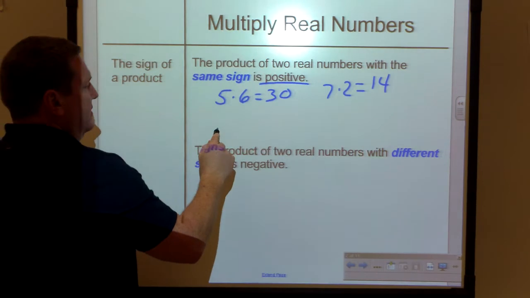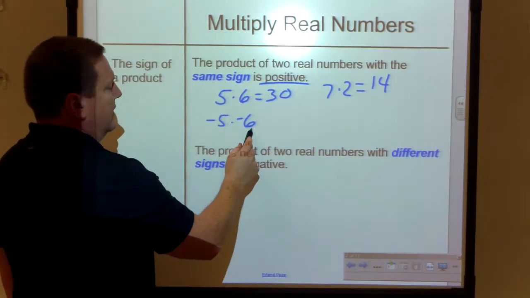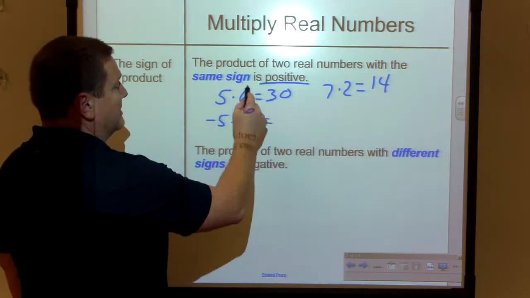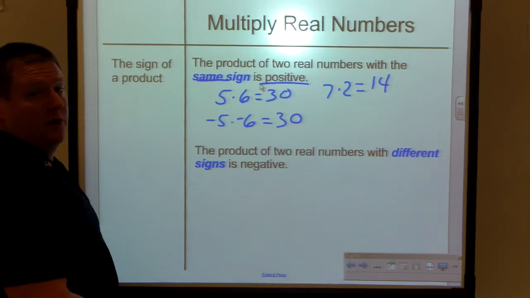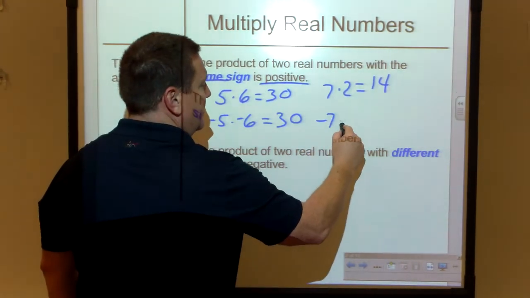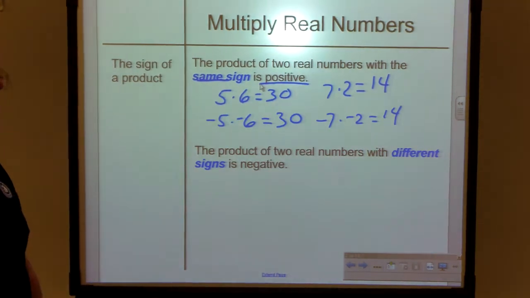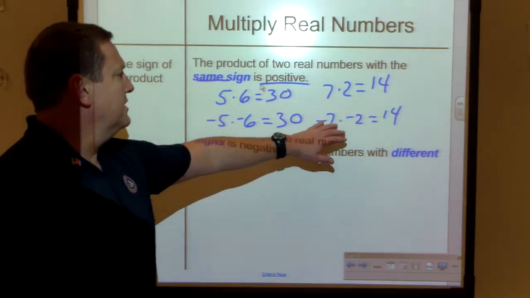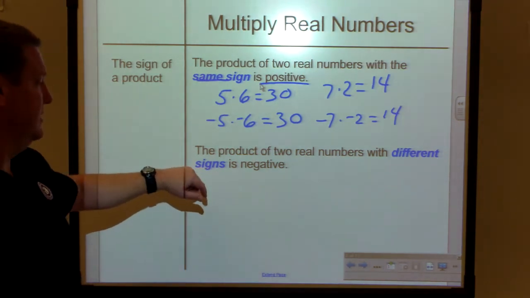If we change the signs, negative 5 times negative 6, they're both negative, but they're the same sign, so we'll still end up with a positive 30, as we would over here. Negative 7 times negative 2 would give us a positive 14. The only time you end up with a negative number is when the signs are different.